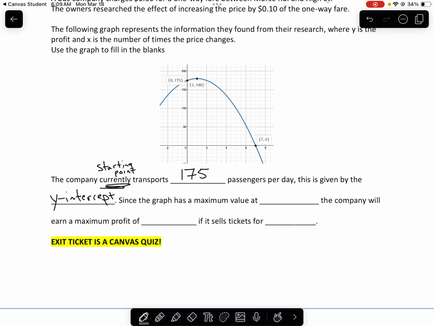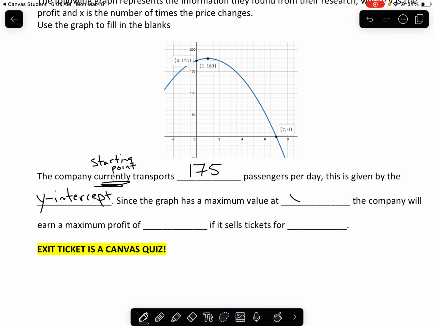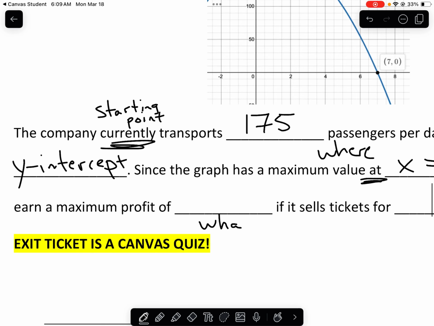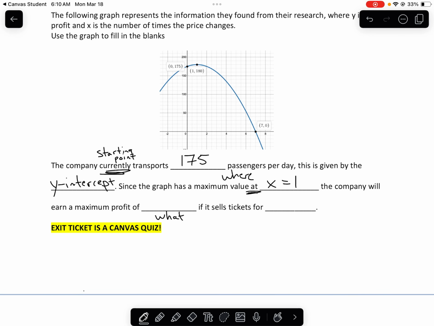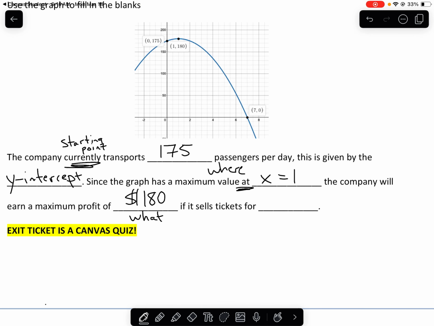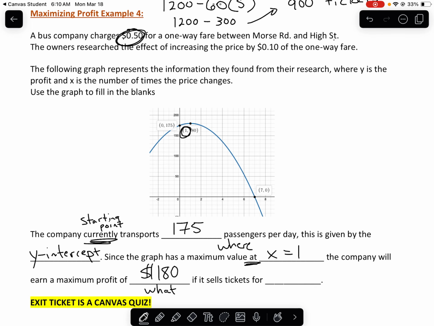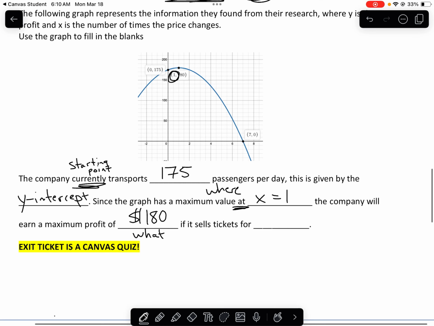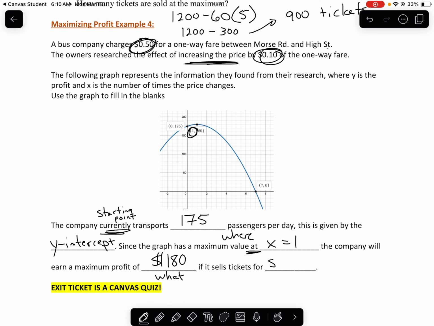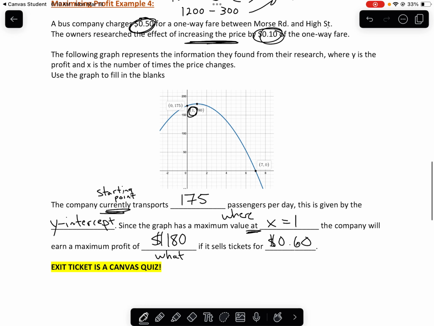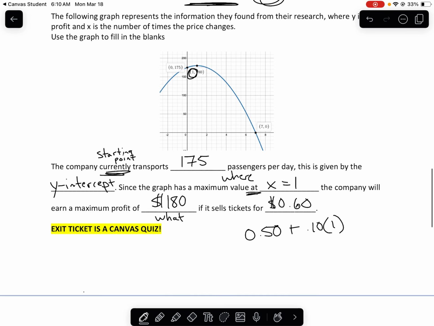Since the graph has a maximum value at x equals 1, that's the where. The company will earn a maximum profit of, this is the what. Remember, we talked about when and what. Maximum profit of $180. If it sells tickets for, 1 is the price change, okay? So if it was originally 50 cents and it adds 10 cents every time you increase the price, and there's only 1, that means it's going to be 60 cents. It's going to be 0.50 plus 0.10 times 1 because there's only 1 price change.